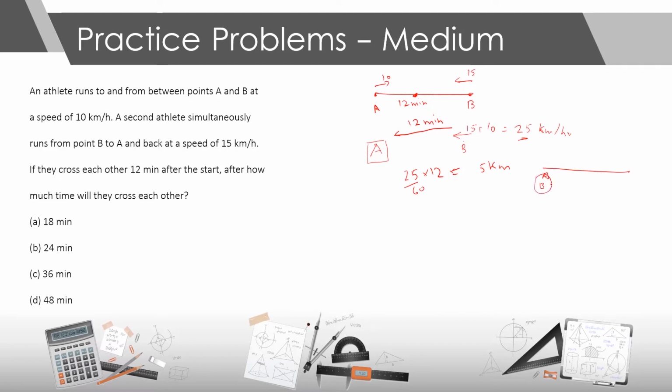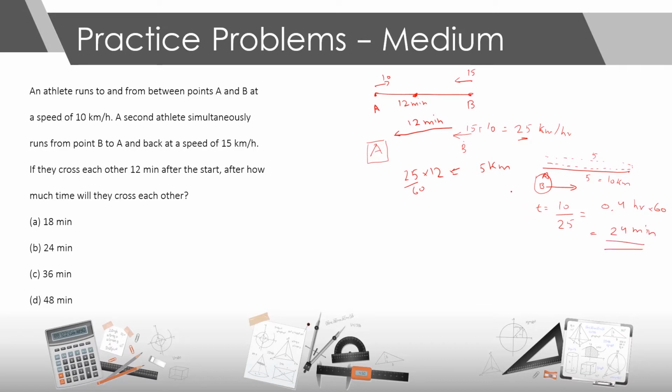Now B is going to again run away from A. B will travel 5 kilometers back and come back to meet A. So the total distance that B is going to cover now after meeting A is 10 kilometers. And B is running at a speed of 25 km per hour. So the time that B will take to go 5 kilometers and come back 5 kilometers is 10 by 25 hours, and if we want to convert it into minutes, we multiply it with 60. So this is 24 minutes.